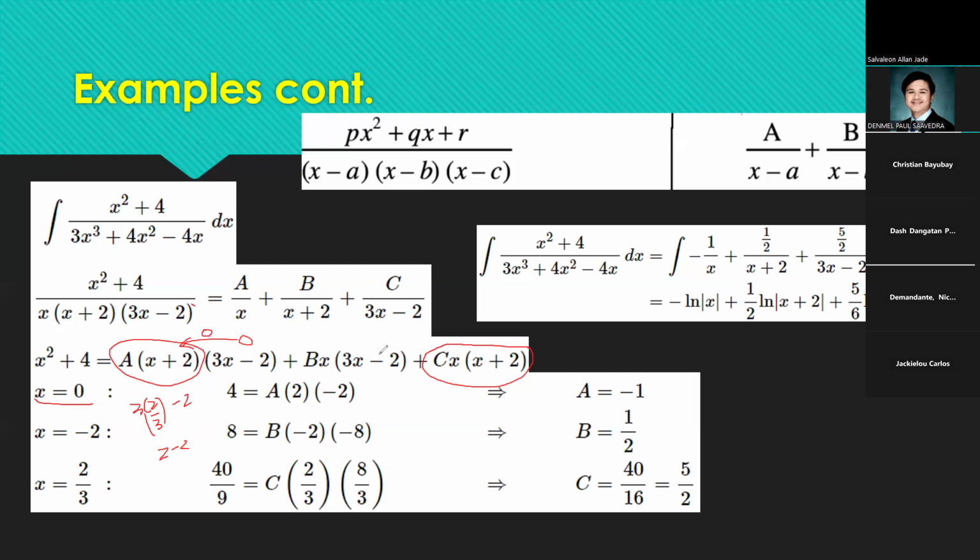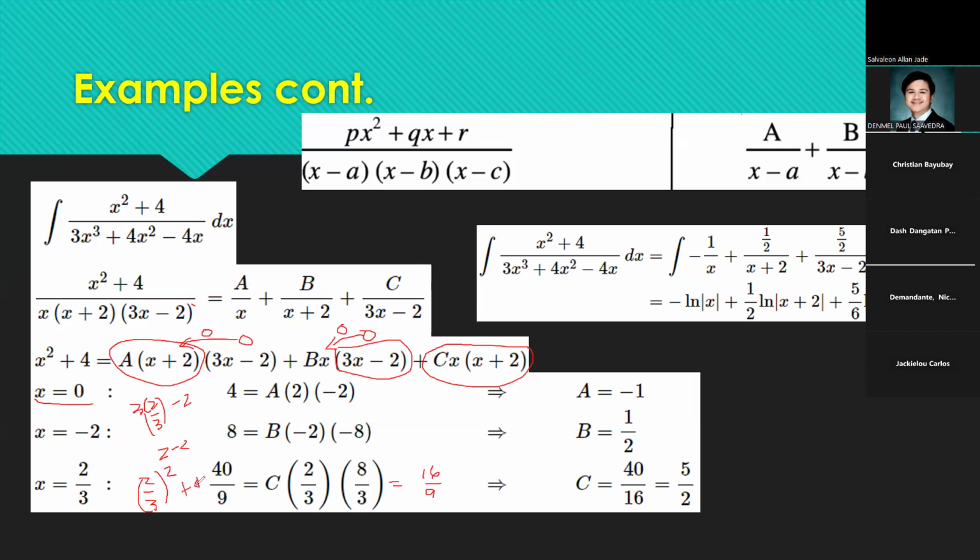So any number that is multiplied to 0 will give us 0. So same here, since we have the same 3x minus 2, by having 2/3, this would give us 0. And then any number that is multiplied to 0 will give us 0. But in here, 2/3 plus 2 will give us 8 over 3. Okay, and then C times 2/3. Just simply multiply this one to each other. This would give us 16 over 9.